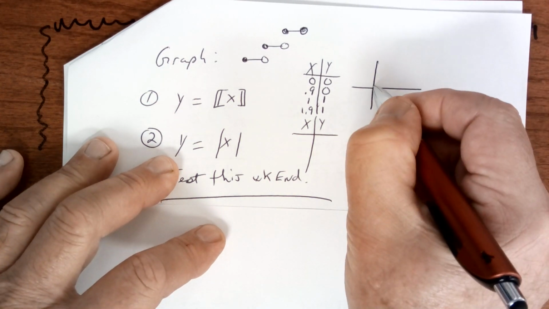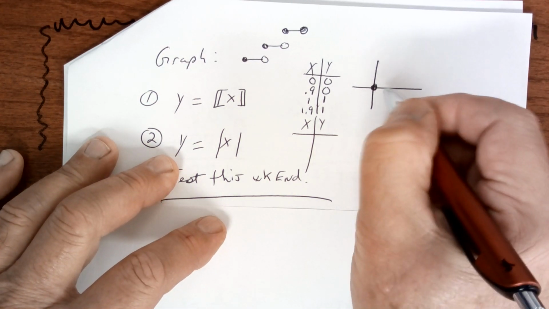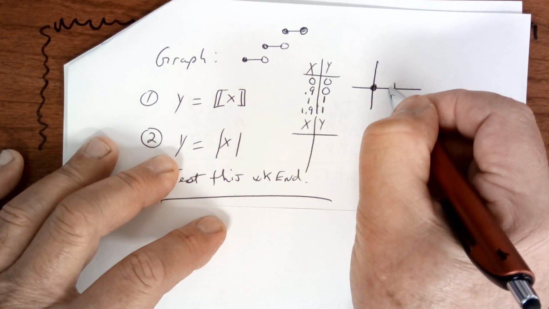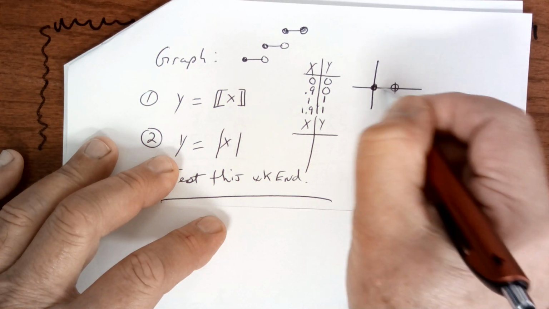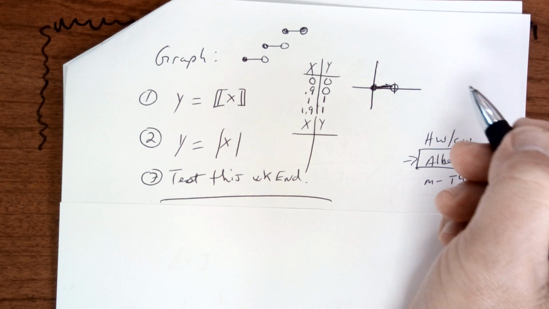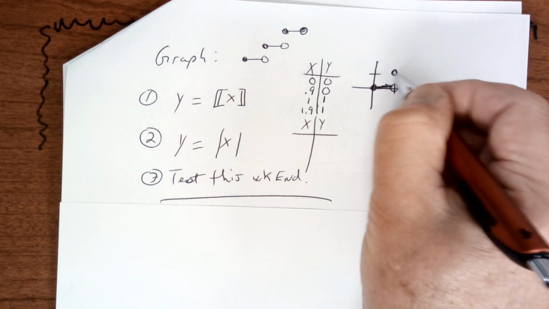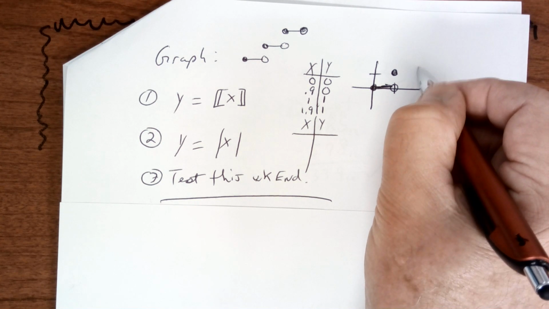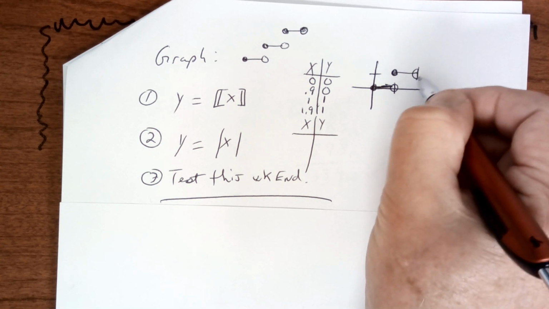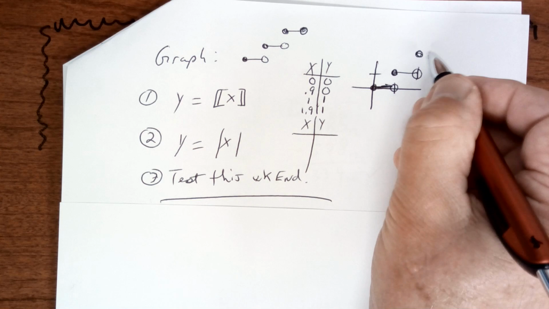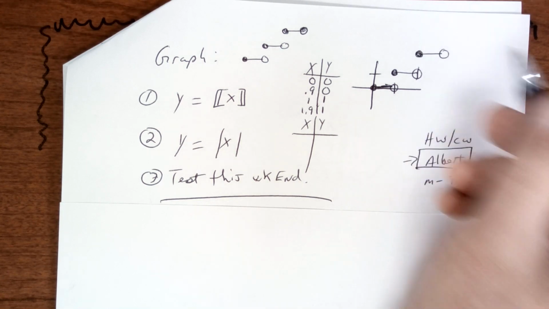Over 0, up 0. Over 0.9, which is here, and up 0. So that's going to be open here, like that. And then at 1, it jumps up to 1. And then from 1 to 2, it's going to be open like that. So that's the way this one looks. There it is. That's your step.